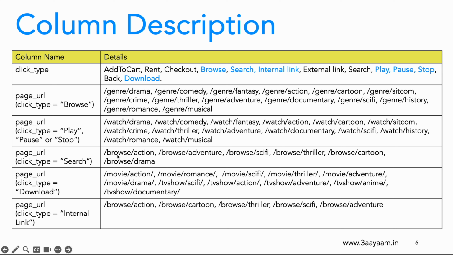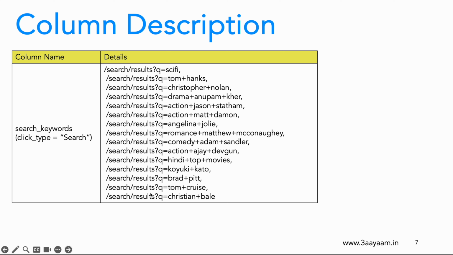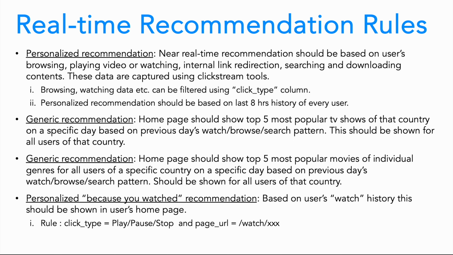For search, these are the various click types. For download, these are the various page URLs. For internal link, these are the various page URLs. And these are the various search keywords that you'll find in your dataset only when the click type is search. And these are the different values that you can have based on the dataset that I have prepared. So you have to use all these collectively to implement the real-time recommendation rules.